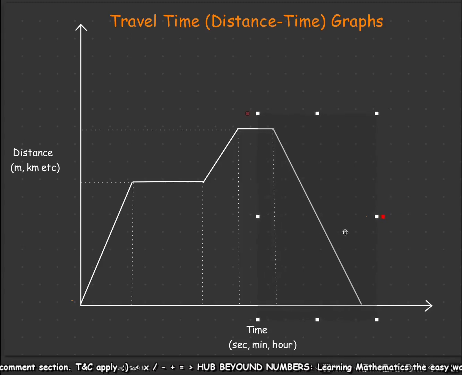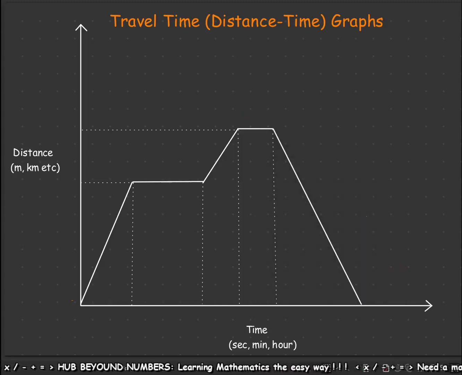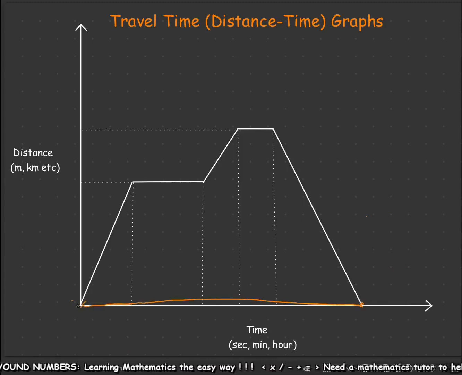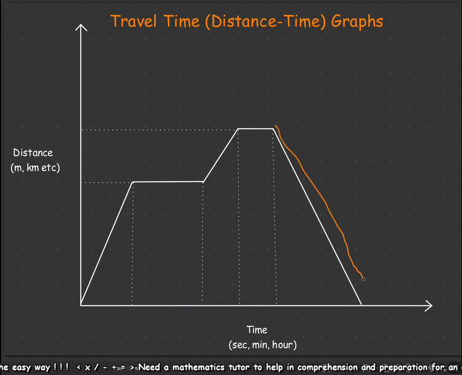So it means that you are moving back to your initial position, because if you look at the corresponding point here to the distance, it comes back to 0. You see? So you are coming back from your initial position. We use what? The horizontal, the straight line downwards.